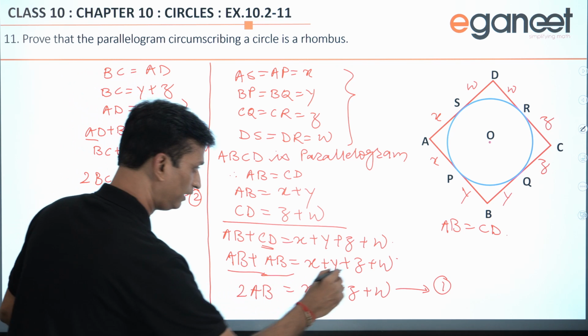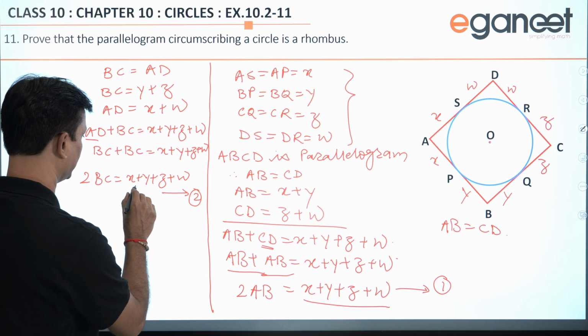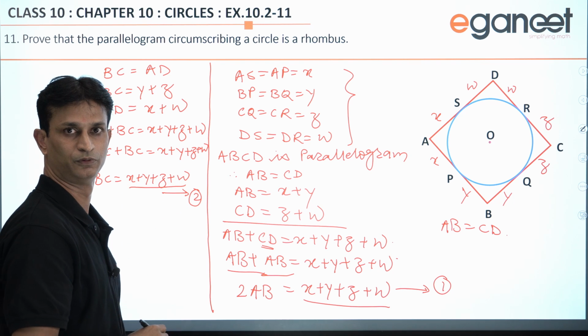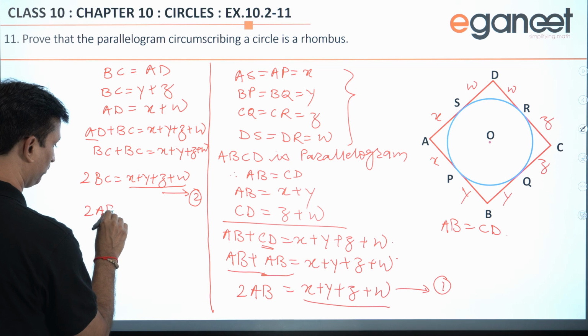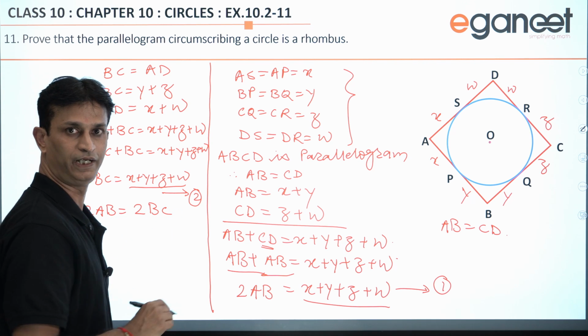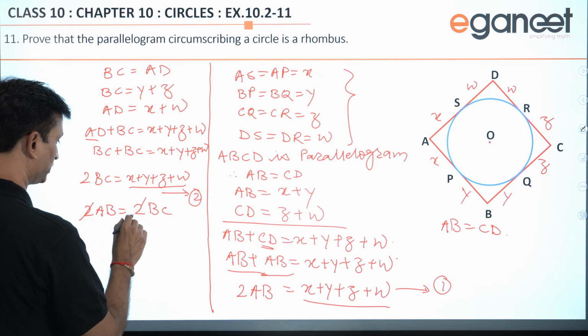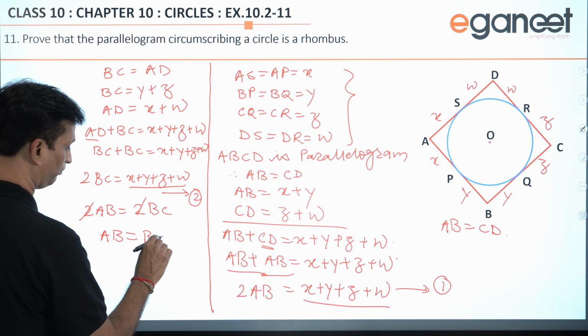Now if you look at equation 1 and equation 2, the RHS are the same, that is x plus y plus z plus w. Okay, so I can say twice AB equal to twice BC. Okay, on cancelling 2 from both sides, I am getting AB equal to BC.